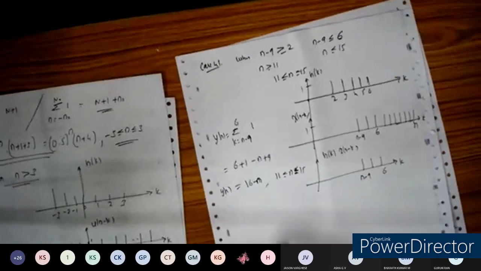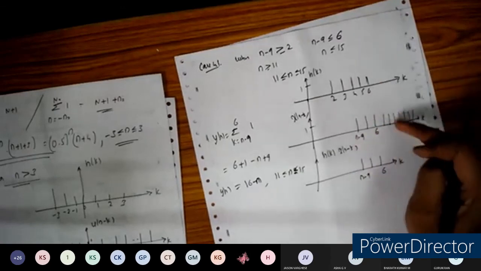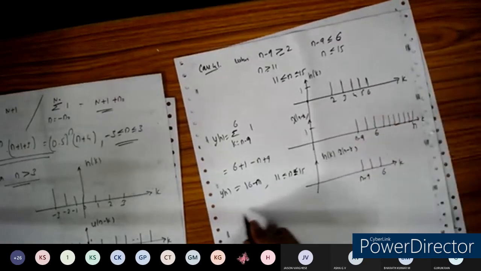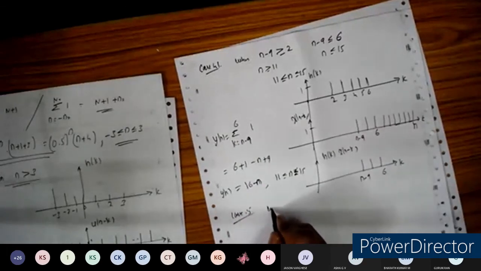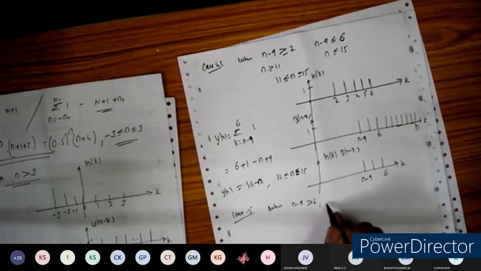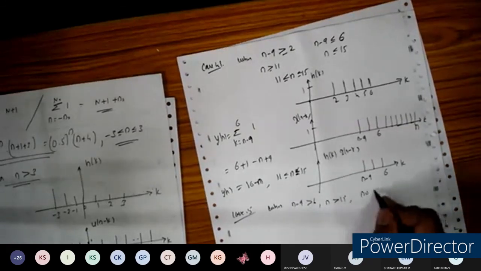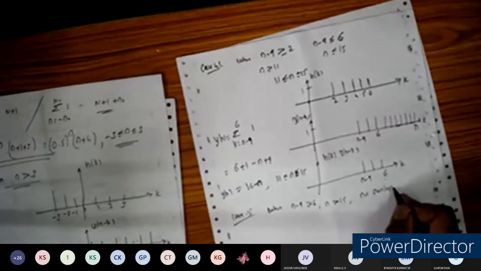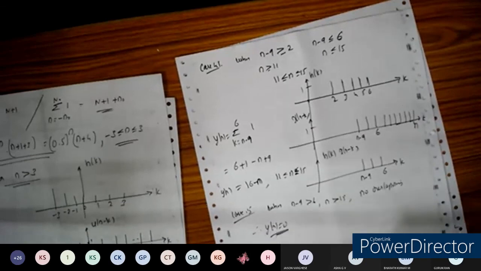Then let us summarize the values. We can do the summary of the values here. Next, for n minus 9 greater than 6, there is no overlapping here. The value will be equal to 0 here. So case 5: when n minus 9 is greater than 6, that is n is greater than 15, there is no overlapping. Therefore, y of n is equal to 0 for n greater than 15.